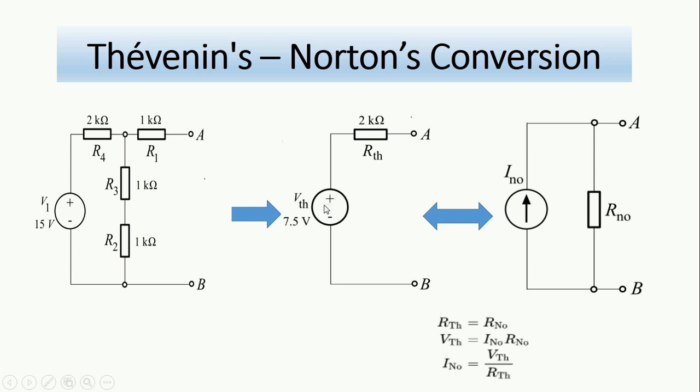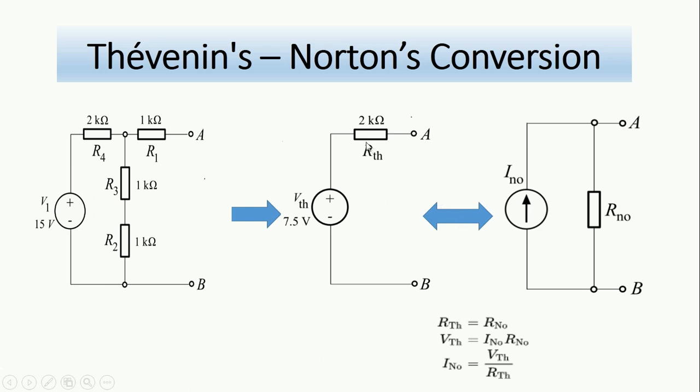Now the conversion from the Thevenin equivalent circuit to the Norton equivalent circuit and vice versa is just like a source conversion. If we want to convert this voltage source to a current source, or this current source to a voltage source, we will just think of the following. We have seen before that the Thevenin resistance and the Norton resistance are the same. We calculated this, and in our example they were both equal to 2 kilo ohms.